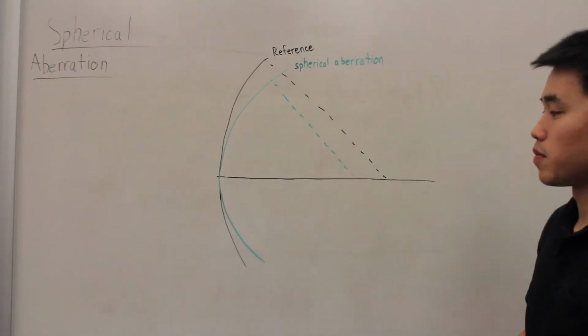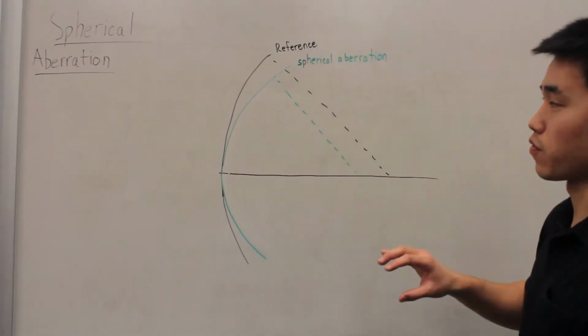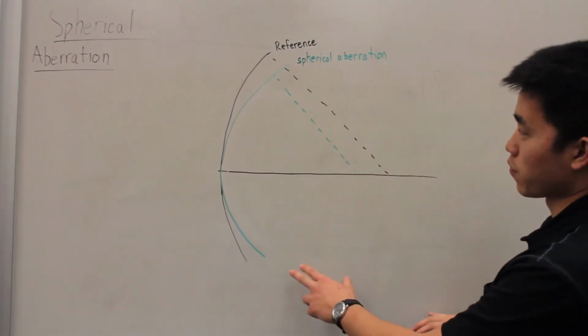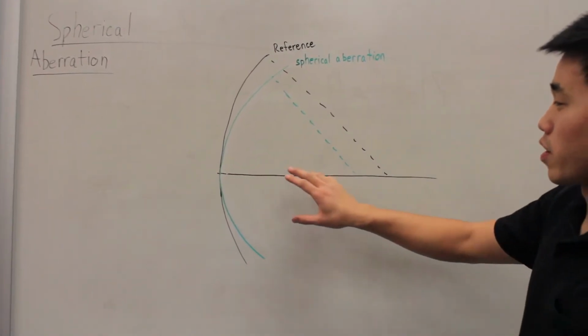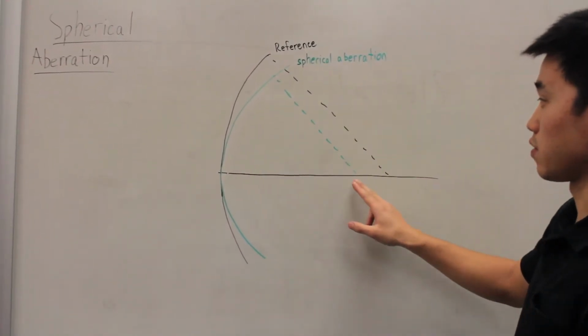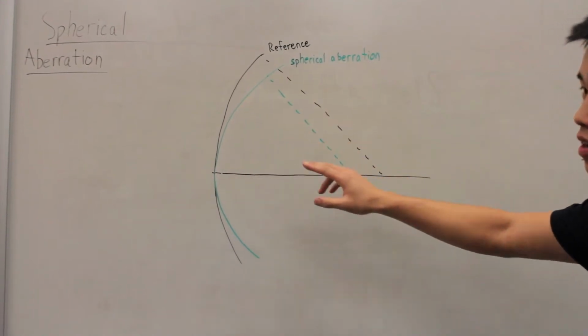Spherical aberration is caused by replacing your ideal reference wavefront with a new aberrated wavefront. That is changing the wavefront radius of curvature with a new radius of curvature, and you can see the green from the black.